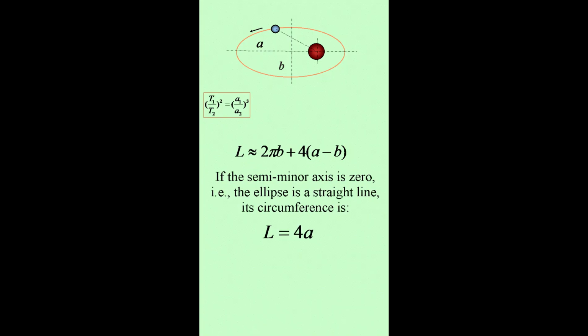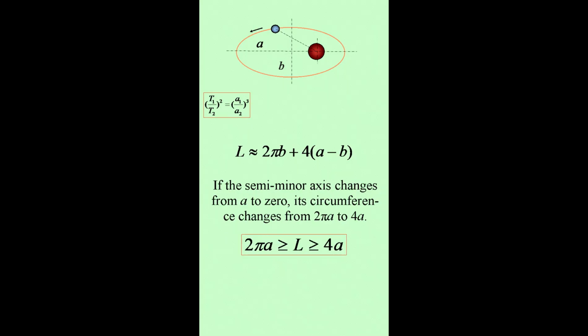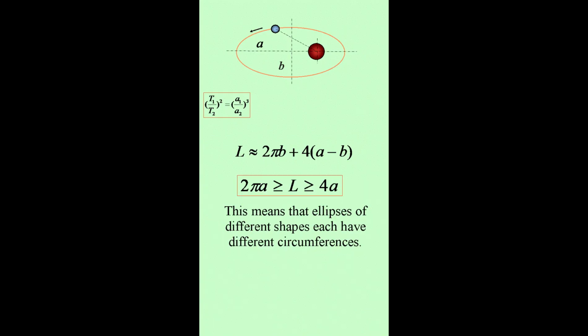If the semi-minor axis is 0, i.e., the ellipse is a straight line, its circumference is 4a. If the semi-minor axis changes from a to 0, its circumference changes from 2 pi to 4a. This means that ellipses of different shapes each have different circumferences.